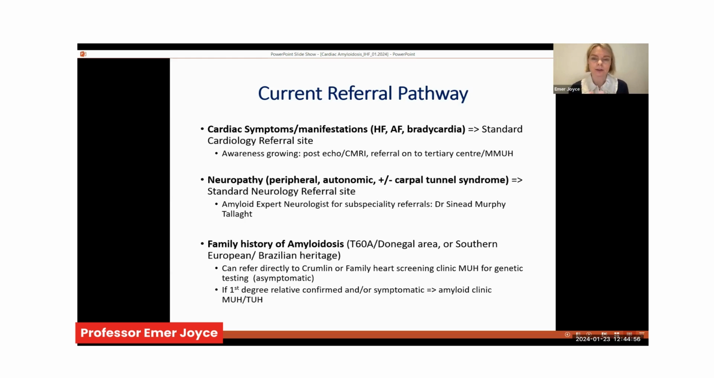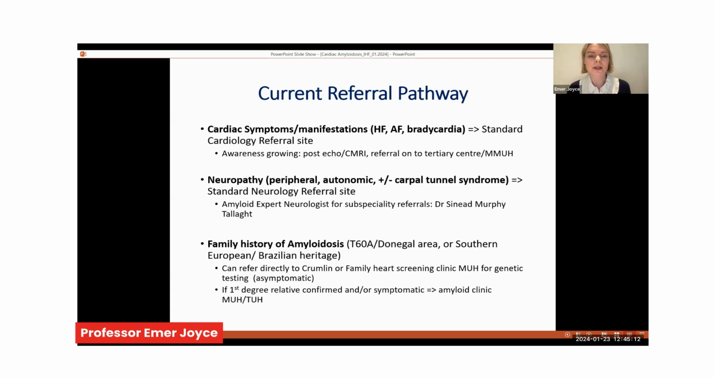Sinead Murphy is the super expert in Tallaght that we work with. If you have a family history, so the T68 Donegal area, you can get referred direct without any symptoms. If you're of a younger age, then you're not seeing it; that's too early for an amyloid clinic, in a good way.